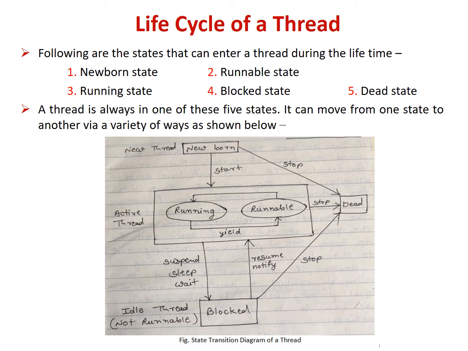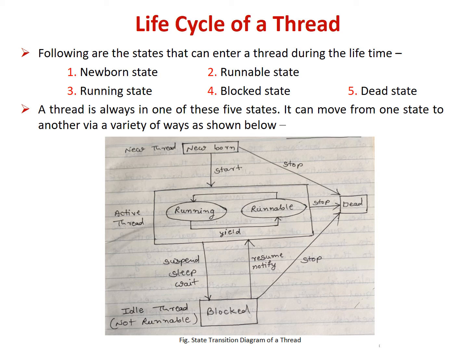Now we'll see the life cycle of the thread. Following are the states that a thread can enter during its lifetime. The first is the newborn state, second is the runnable state, third is the running state, next is the blocked state, and the last one is the dead state. A thread is always in one of these five states. It can move from one state to another via a variety of ways as shown in the following figure.